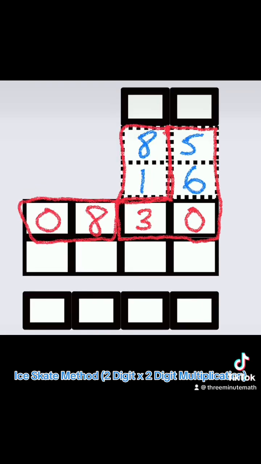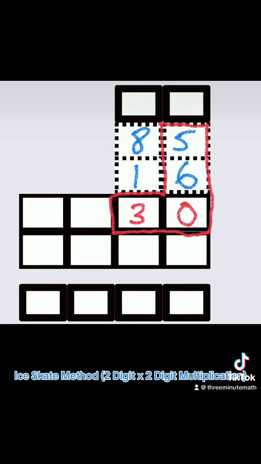Next, we multiply the tens place. 8 times 1 equals 8. Same thing here. Those second two boxes are reserved for the tens place. So even though I have a single digit product, I fill in both boxes. I put 0 as my placeholder.